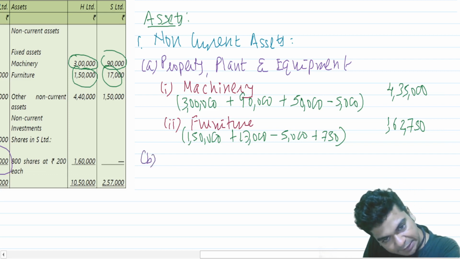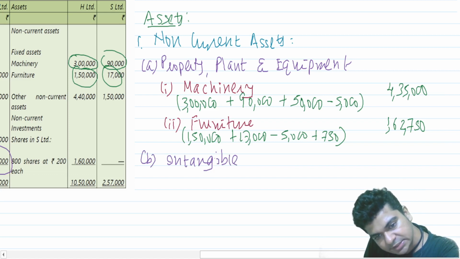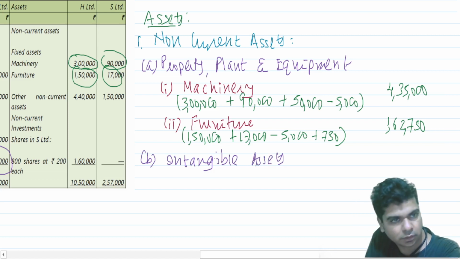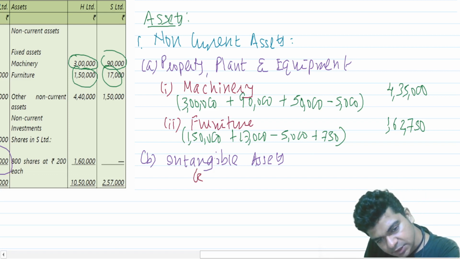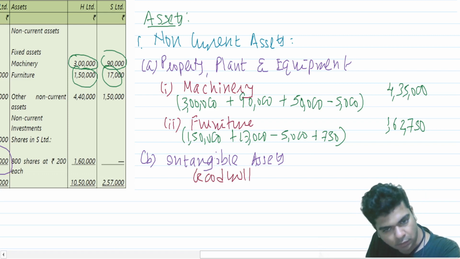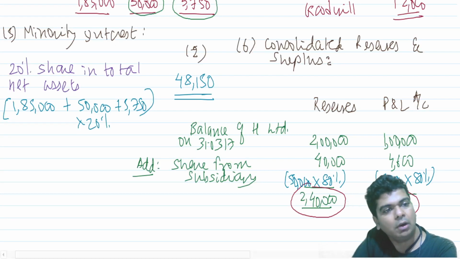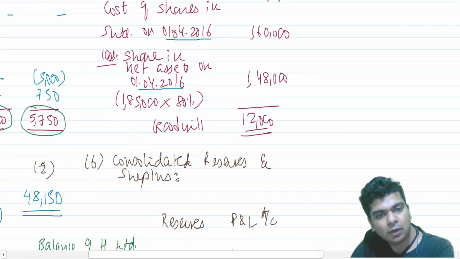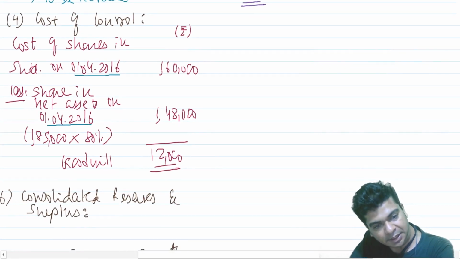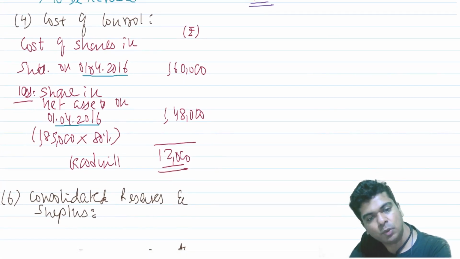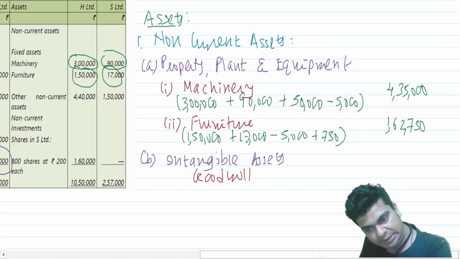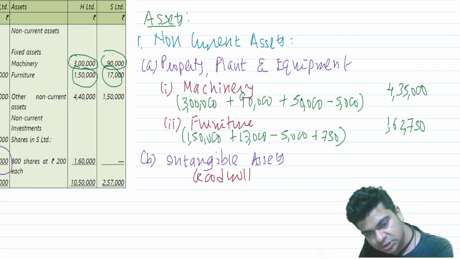We then say B, intangible assets. Under that we say goodwill. Look at your working note, goodwill, cost of control working. Cost of control working, here it is. Goodwill is 12,000. Report that in your balance sheet, 12,000.